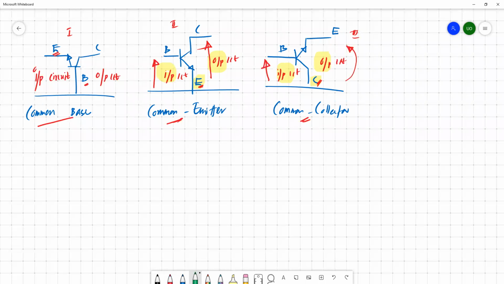For the rest of the discussion, we stick to the common emitter model, because this is a very common configuration in most transistor circuits. The common base and common collector can be rarely found, but there are some specific applications for them. But we'll move forward with the common emitter configuration, which is commonly used in most transistor circuits. So from here onward, our discussion is limited to the common emitter configuration.